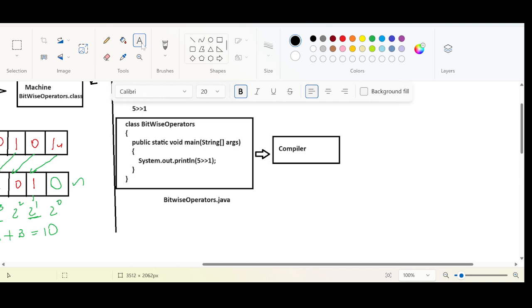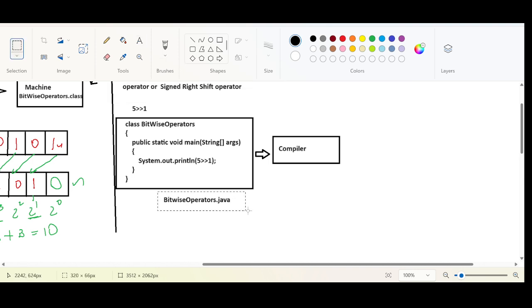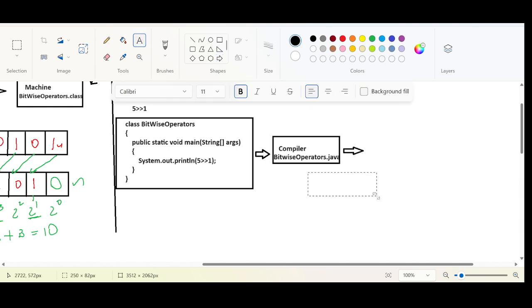The compiler is going to accept the .java file, which is also called a source file, and it will produce a .class file. If there are no errors, the equivalent .class file will be produced. The class name is going to remain the same, but the extension is going to change from .java to .class. As simple as that. Very rudimentary. You don't need to worry much about this.